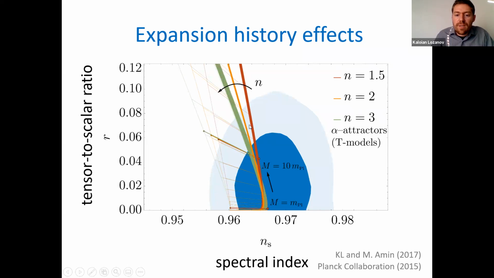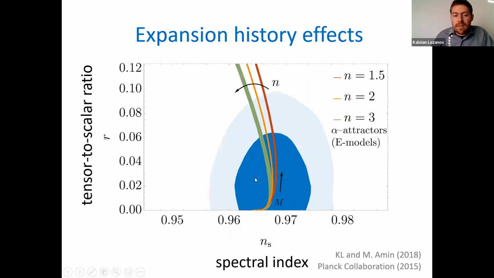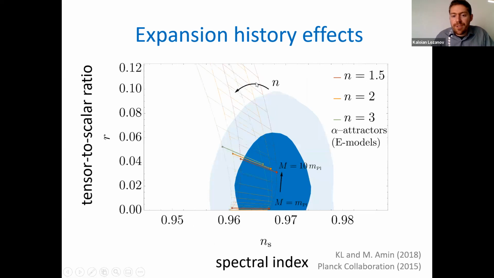Let's change the potential now. Our results apply also to asymmetric potential profiles. So let's consider the alpha-attractor E-models, in which the potential goes like that. Again, here are our predictions with our uncertainties, and the standard predictions with the standard uncertainties. Again, the uncertainties have been reduced significantly from the standard broad bands to the thick lines that we have.